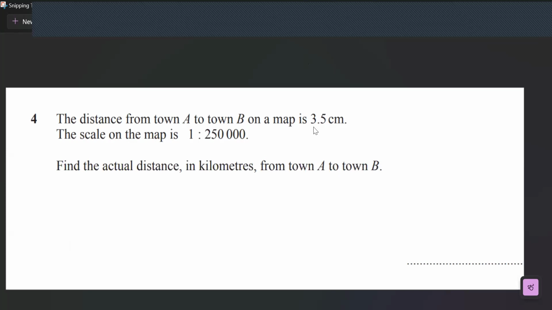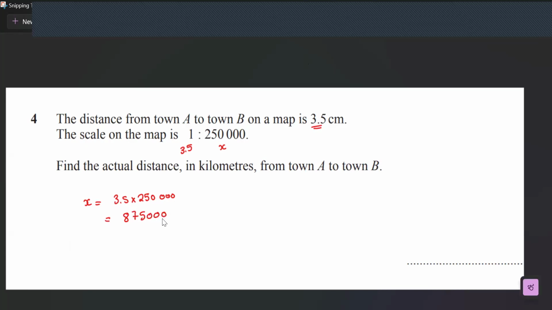Yes, so here, this is 3.5. So I will put it down here. It is on the map. So on the map means here, and I want this. So x equals 3.5 multiplied by this number. There is 5 here. Okay, so 250, then 3 zeros multiplied by 3.5 equals this number.